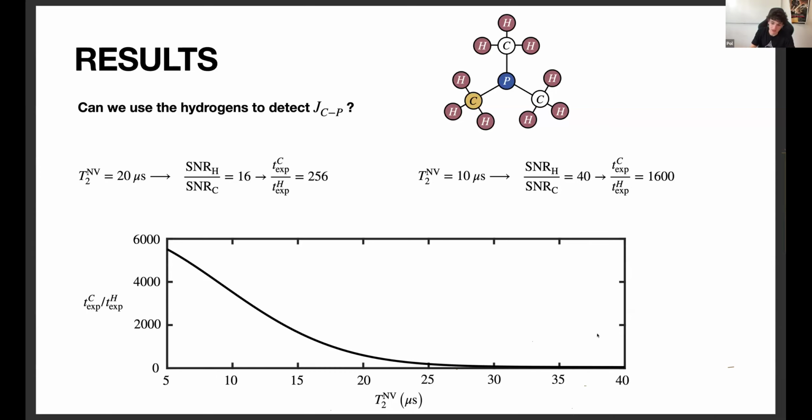Now, you cannot see it here, but our proposal is always better, in the sense that no matter the T2, even if it increases a lot, the improvement will at least be 16. So this line tends to 16. No matter the decoherence time of the sensor, our sequence will always lead more or less to a 16 times improvement in the experimental time to achieve the same signal-to-noise ratio.